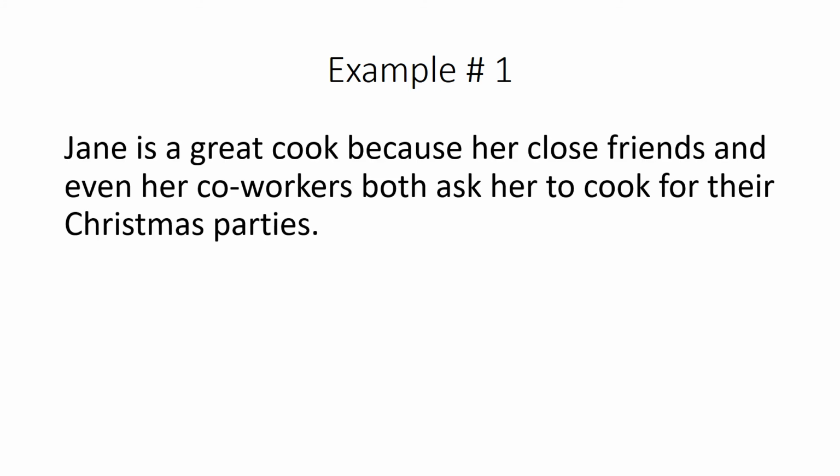Example number 1. Jane is a great cook because her close friends and even her co-workers both ask her to cook for their Christmas parties. This is an argument. First step is to look for the inference indicator, which in this sentence is because. Because is a premise indicator, meaning what follows it as the supporting claim is the premise. It's what supports the main claim, the argument. So her close friends and even her co-workers both ask her to cook for their Christmas parties is the premise.